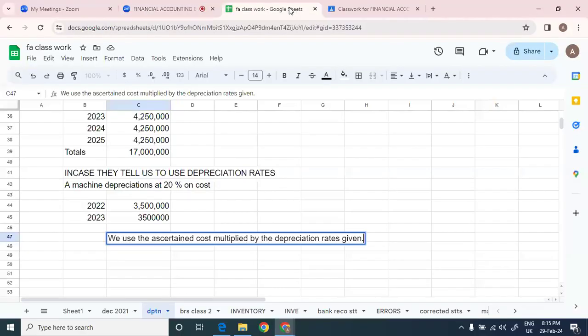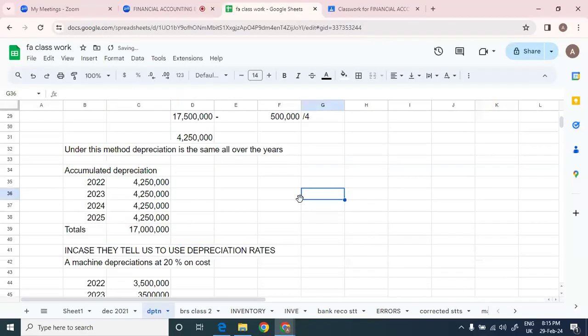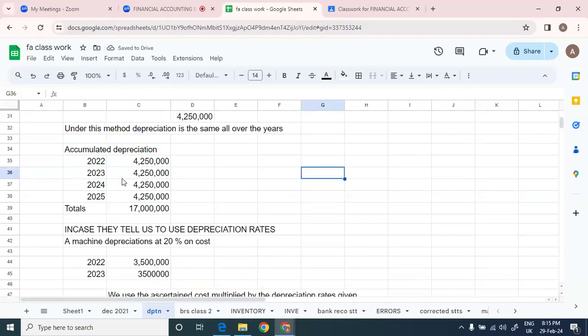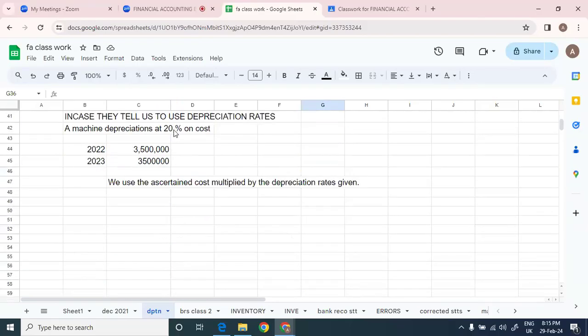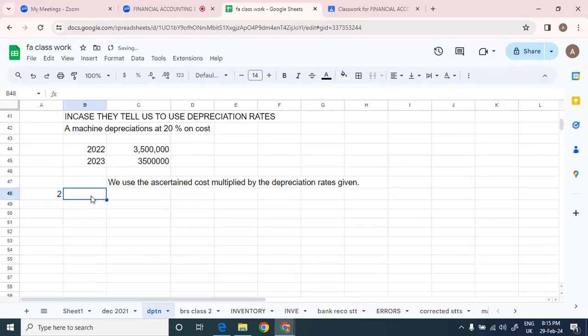So that is the straight line. They will either ask you to do it using the scrap value, or they will tell you to do it using the depreciation rates. Still, let's go to our method number 2. Method number 2 is the reducing balance method.